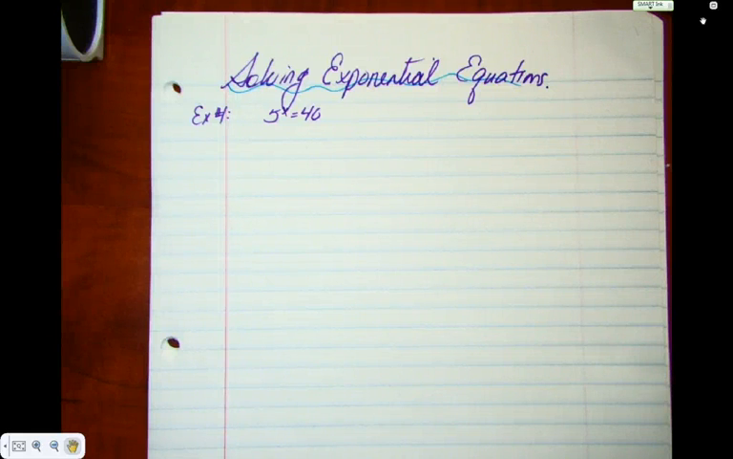Logs on one side, numbers on the other. First step for exponential is variables on one side, numbers on the other. Okay, so anything with an x usually goes to the left. Anything without an x is going to go to the right.